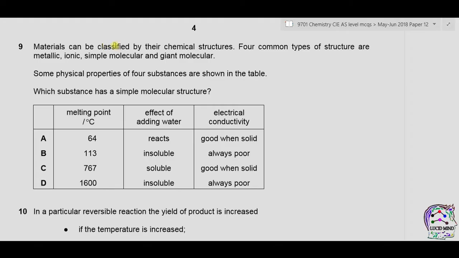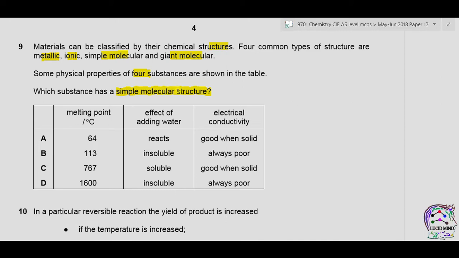Question 9. Materials can be classified by their chemical structures. 4 common types of structure are metallic, ionic, simple molecular and giant molecular. Some physical properties of 4 substances are shown in the table. Which substance has a simple molecular structure?